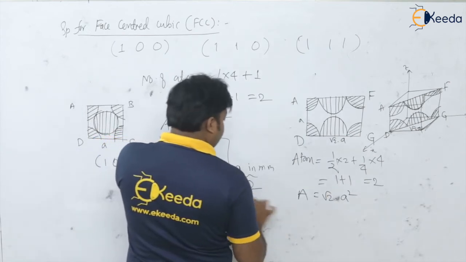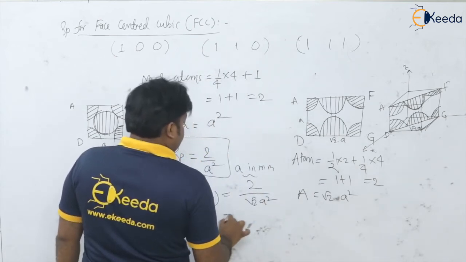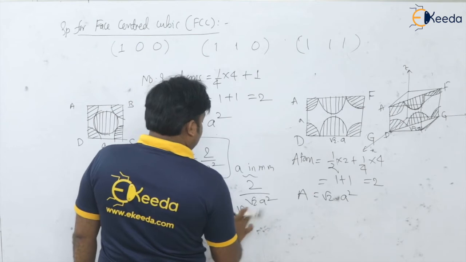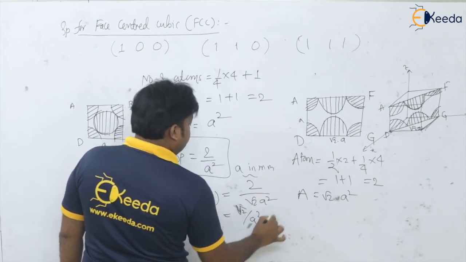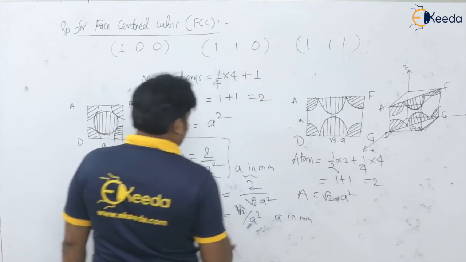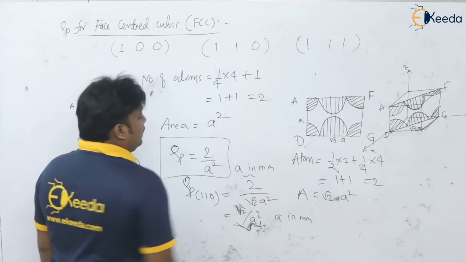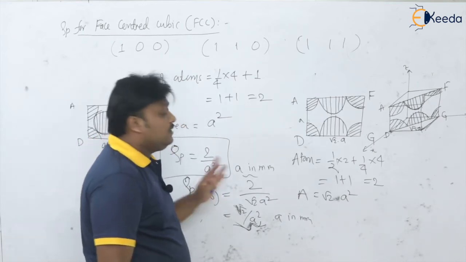Number of atoms 2 divided by root 2 times a square, that is this 2 is nothing but root 2 into root 2, root 2 root 2 get cancelled, so root 2 divided by a square, where a in millimeter. So this is the planar density for plane 110.